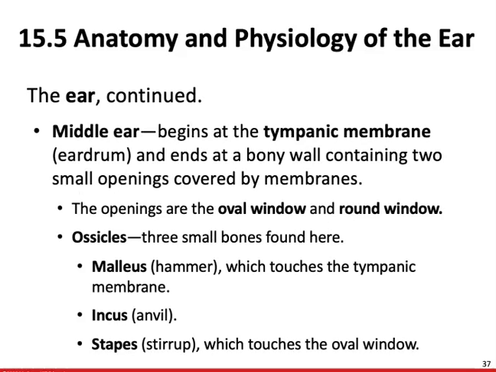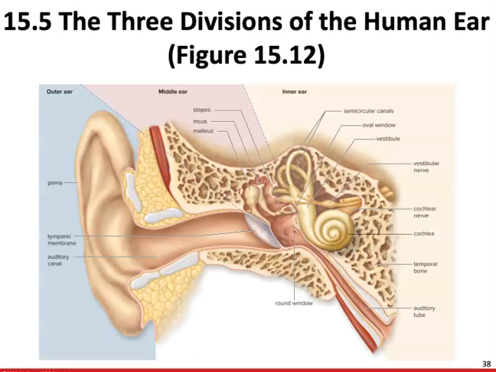Moving in from that, we have the middle ear. The middle ear is going to begin at the tympanic membrane, and it's going to end at a bony wall that contains two smaller openings, also covered by membranes. So that's going to be this portion right in here. So here we have our outer ear, our middle ear, and then our inner ear. So this region right here, we have a membrane on this side and a membrane on that side.